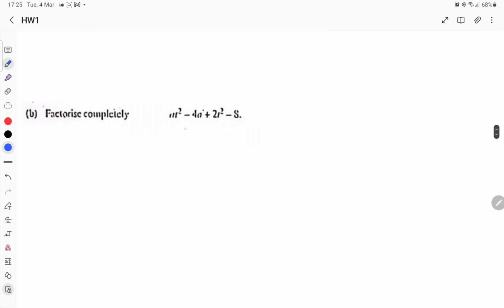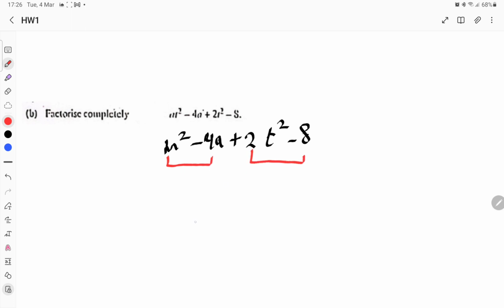Factorize completely. I have 4 terms, so most probably I'm going to need factorizing by grouping. The question says m squared minus 4a plus 2t squared minus 8. Very good. So if I want to regroup them, I can work this out. For example, these two together here and these two together here.